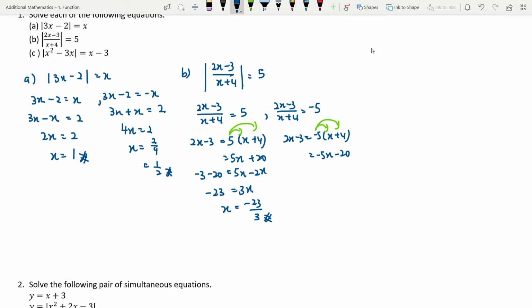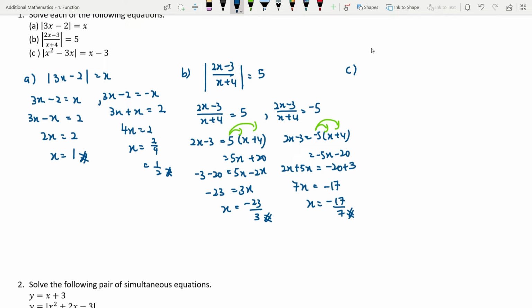For this one, we'll move all the x to the left side. So we have 2x plus 5x is equal to negative 20 plus 3. Simplify it, we have 7x equal to negative 17. X equal to negative 17 over 7.